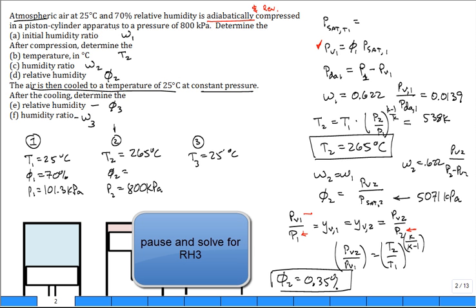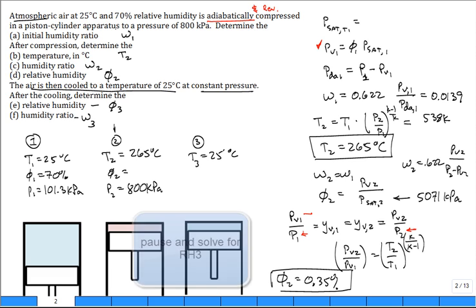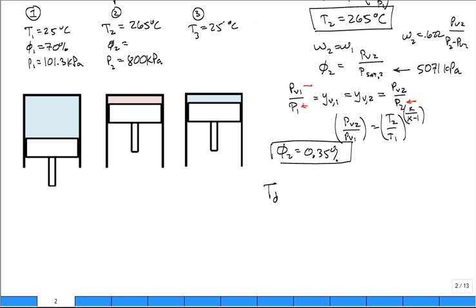How are you going to solve for Phi3? How are you going to solve for omega 3? Let's calculate the dew point temperature at state 2. And if that dew point temperature is above 25, as I'm cooling it, I'm going to hit it and start dewing out. I'll still cool it. More and more will dew out, right? But until I get down to 25 degrees C. So what is the dew point temperature at state 2? How do I calculate that? It's equal to the saturation temperature at the vapor partial pressure.